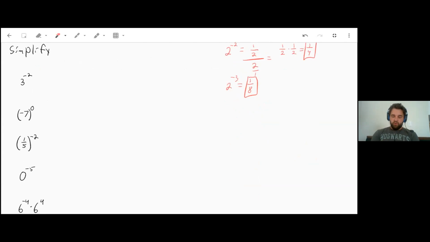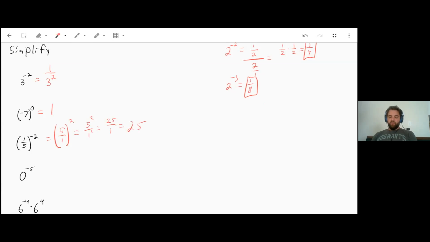So 3 to the negative 2, well, to get rid of that negative exponent, we just take the reciprocal, and so it'd be 1 over 3 squared. Negative 7 to the power of 0, anything to the 0 power, we know is 1. Let's see, 1/5 to the negative second, we would need to take the reciprocal of that. So that would then make it 5 over 1 to the positive second, which would give us 5 squared over 1 squared, which would be just 25 over 1, or in other words, 25.